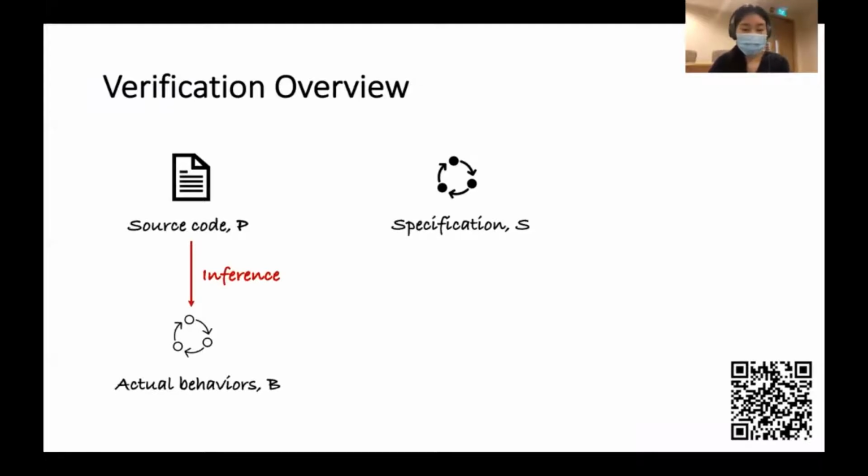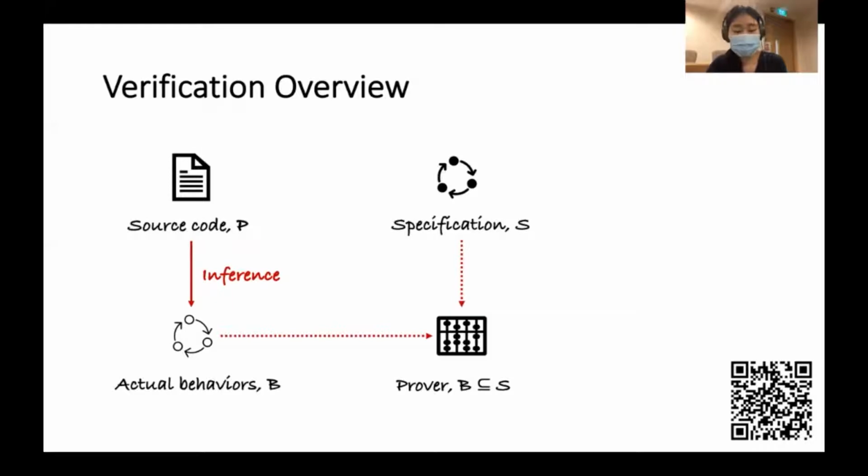And what we are trying to do, the first thing, is to infer the actual behaviors from the implementation, which we call B, so that we can capture the real bugs from the implementation, instead of having a gap between the modeling and the real implementation. Then we need a prover to prove the inclusion relationship between the real behavior B and the specification S. Checking the inclusion between B and S proves that the program P will never lead to unsafe states, will never have unsafe traces which violate S.